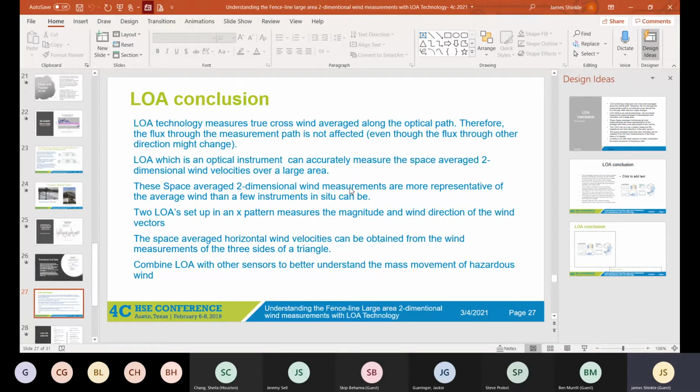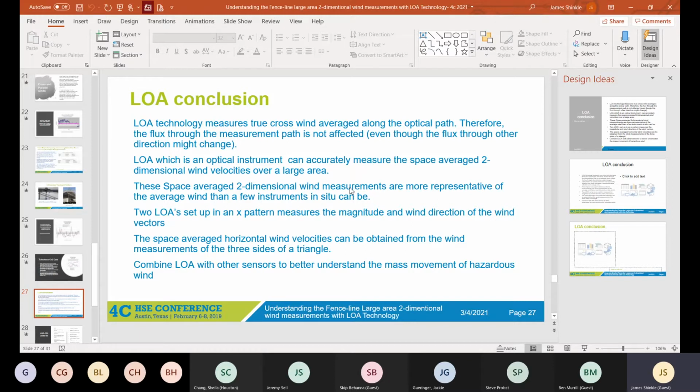If you combine LOA with other sensors, it'll help you better understand the mass movement of hazardous wind. A lot of people are putting up just single point sensors, or sensors that they put on the fence line, and then they come back 2 weeks later and send it in for a test.